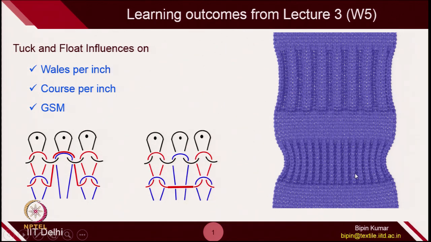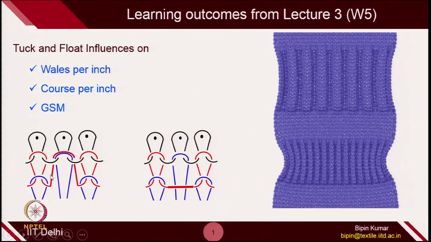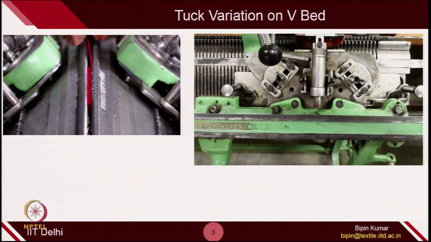In the last lecture, I also showed you some fabric samples where the width was changing, the structure was changing, the appearance was changing. So, here we are going to analyze how these types of stitches change the fabric appearance and properties. We will be focusing mainly on the fabrics created on the V bed in our lab, and we selectively control tuck and float using clearing cam and raising cam settings.